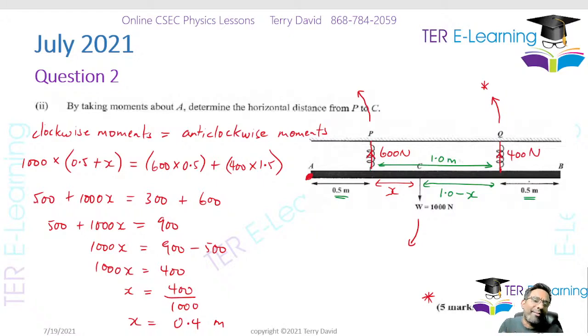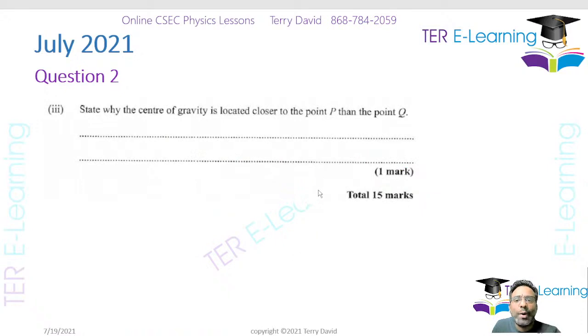Right? So whatever you use to get the 0.4, that's fine. But the answer is 0.4, right? The answer is 0.4. All right, so let's see. What's the next part here now? State why the center of gravity is located closer to P than the point Q. That's an odd question. Why the center of gravity is located closer to P.